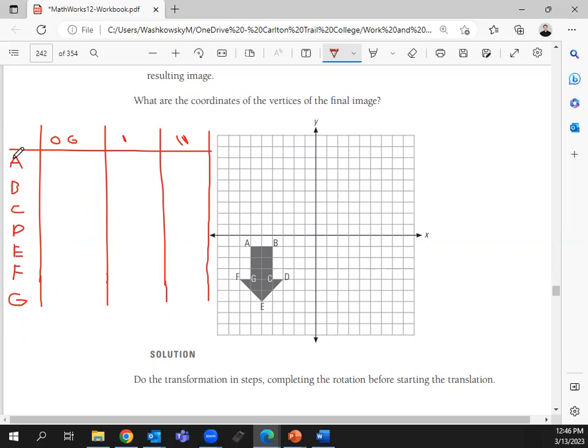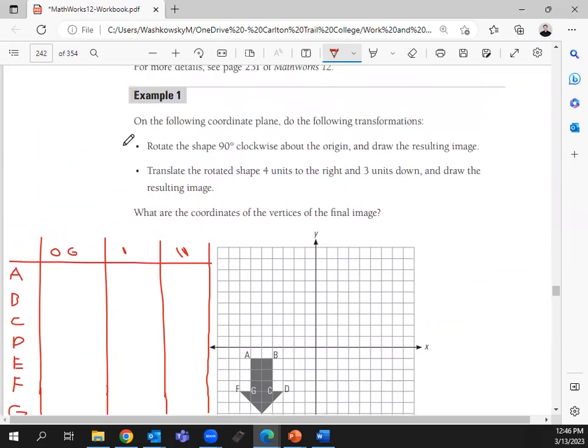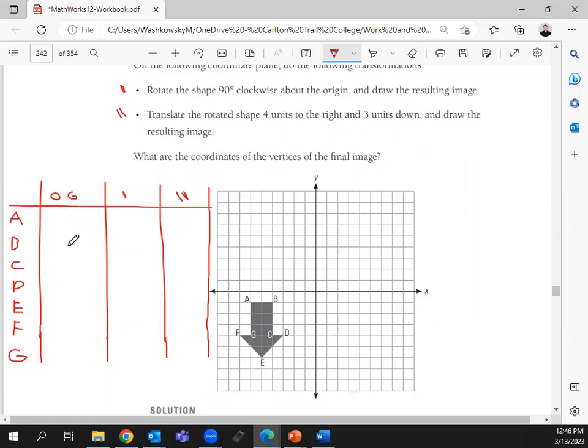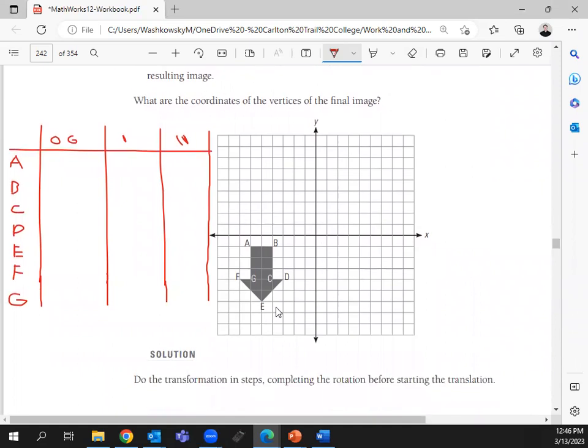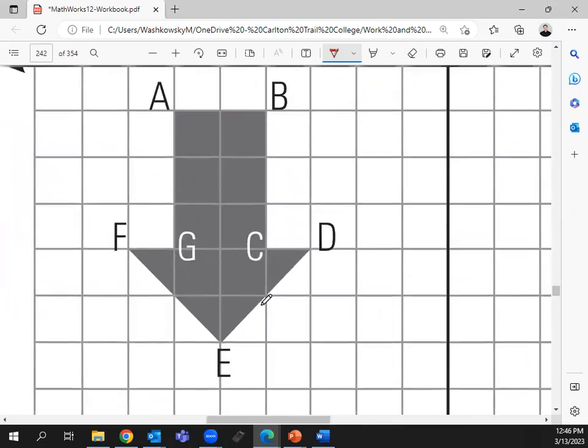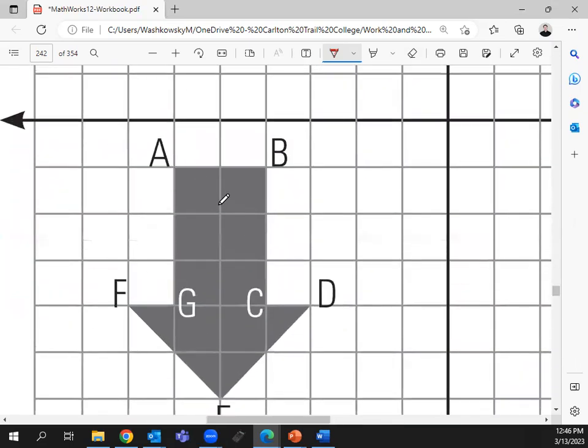I'll give you a second here just to draw your table. We're going to do the coordinates for our original shape. We're going to do the coordinates for our prime shape and our double prime shape, which I'll show you what those are in a second. Really quickly, we shouldn't need much refresher on this. I'm just going to quickly write in the coordinates for all of these shapes here.